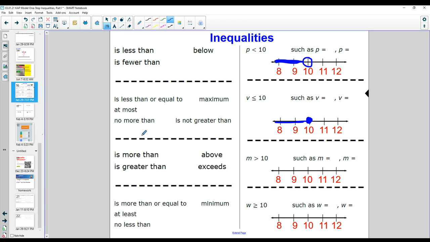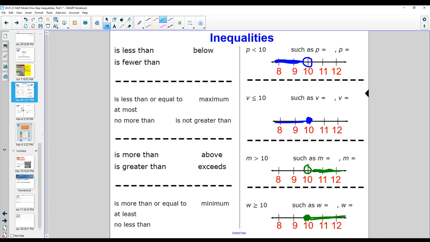Then we have more than, greater than, above, exceeds. That means it has to be above 10, such as 10.5, 11, 11.5, and 12. But it cannot be 10 because it has to be more than, greater than, exceeds 10. It's an open dot. And then more than or equal to, at least, no less than, minimum. That means it can be at least 10. I mean, 10 could be the least it could be, but then it could be 11 and 12. So that's why we draw a closed dot.